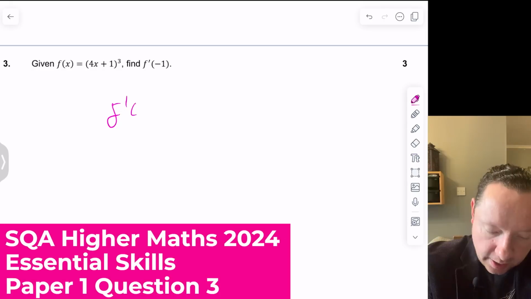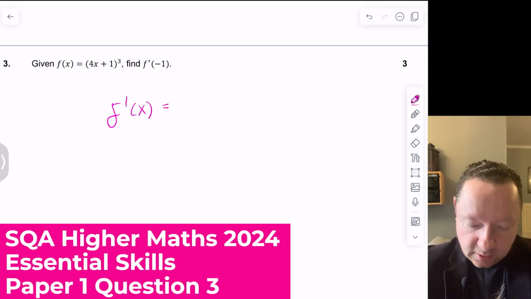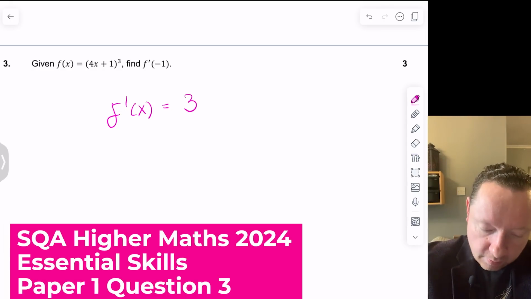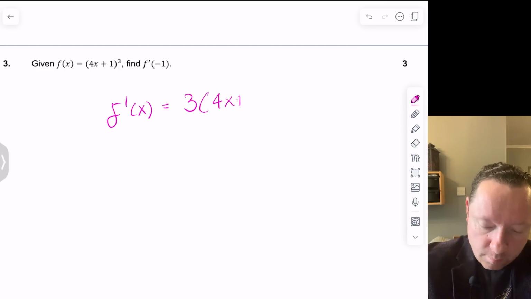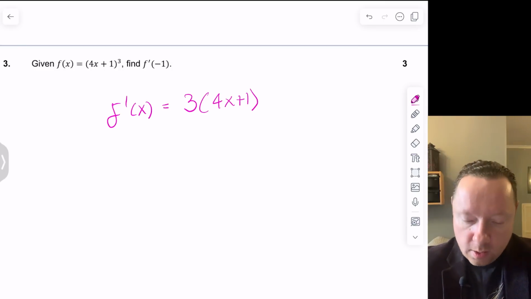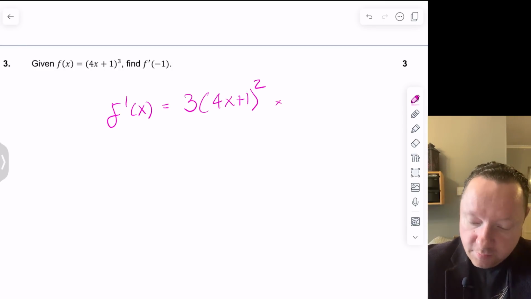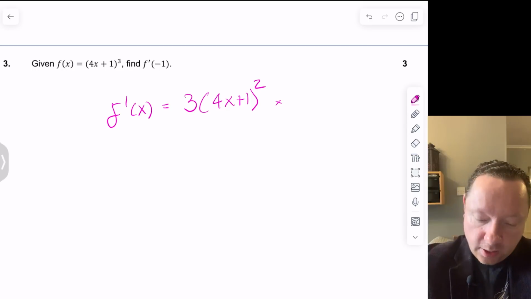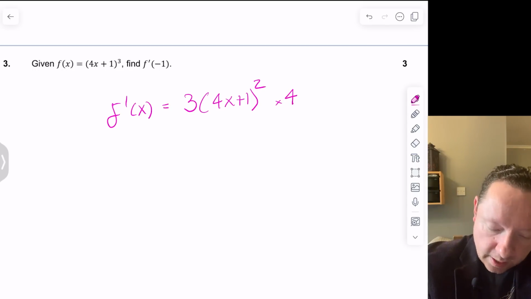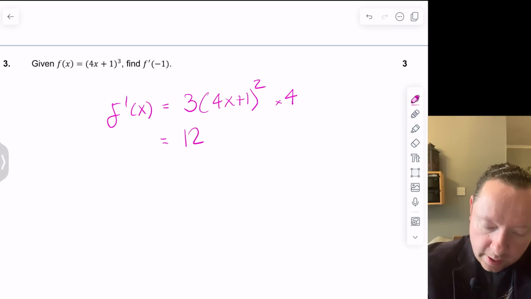f dash of x. So imagine that 4x plus 1 is just like my big X. 3 comes down to the front. That 4x plus 1 stays the same, and I take away 1 for the power as normal. But then I need to remember to times by the derivative of the bracket. So the bracket's 4x plus 1. Differentiate 4x, you get 4. So tidying that up, 3 4s is 12, (4x plus 1) squared.